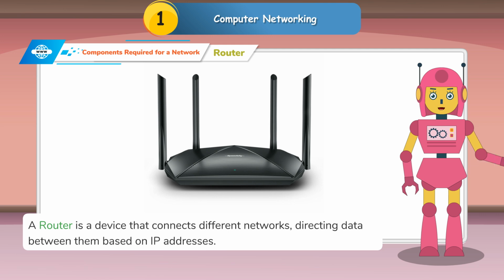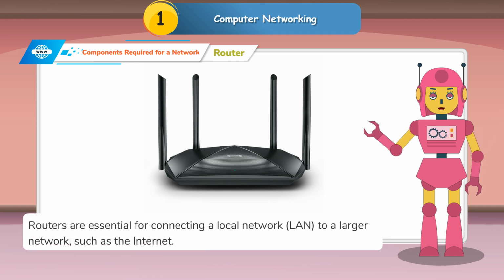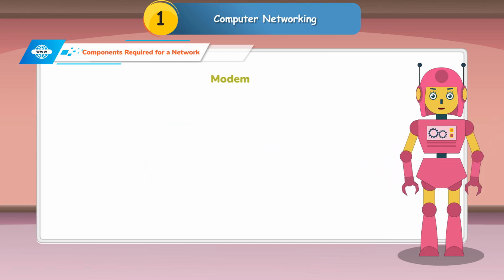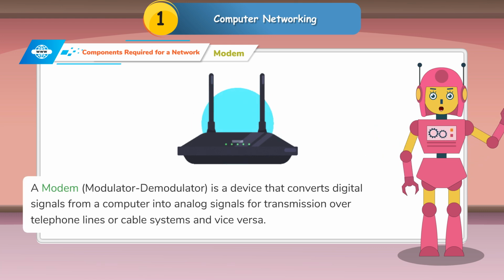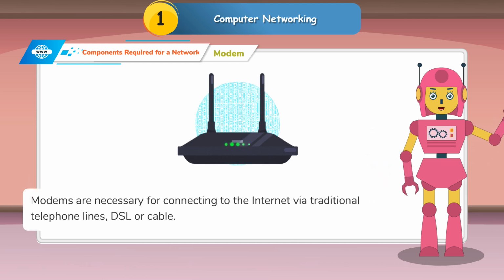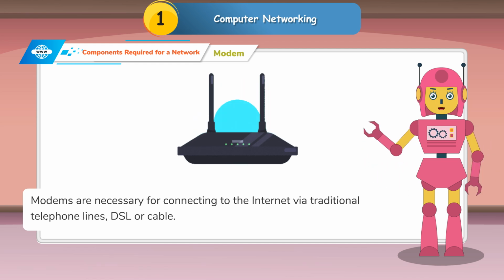Router. A router is a device that connects different networks, directing data between them based on IP addresses. Routers are essential for connecting a local area network, LAN, to a larger network, such as the Internet. Modem. A modem, modulator-demodulator, is a device that converts digital signals from a computer into analog signals for transmission over telephone lines or cable systems and vice versa.